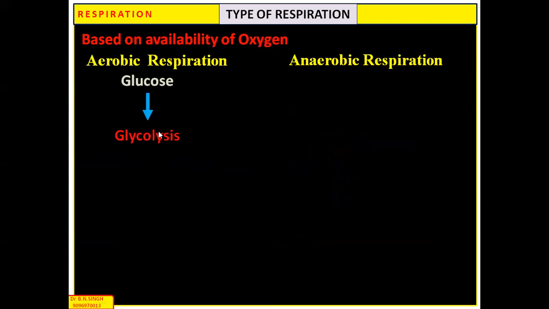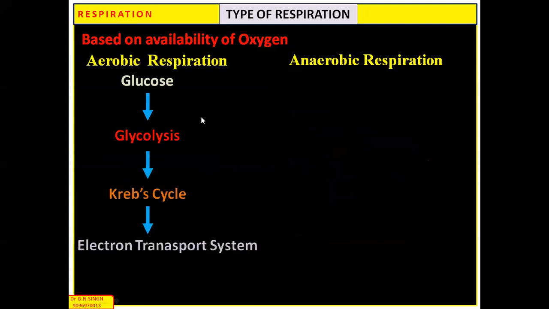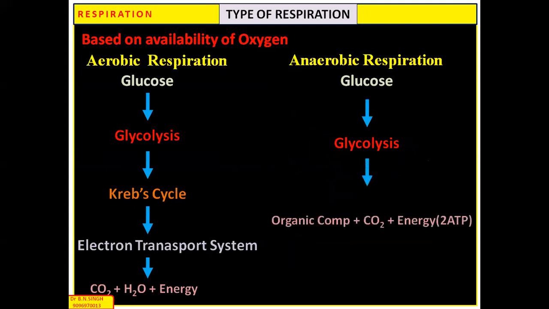Here, you can see that glucose in aerobic respiration undergoes three different processes: glycolysis, Krebs cycle, and electron transport system, and produces energy and releases carbon dioxide. But in anaerobic respiration, glucose undergoes glycolysis, and after glycolysis, the glucose is converted into another organic compound and releases less carbon dioxide and less energy than aerobic respiration.